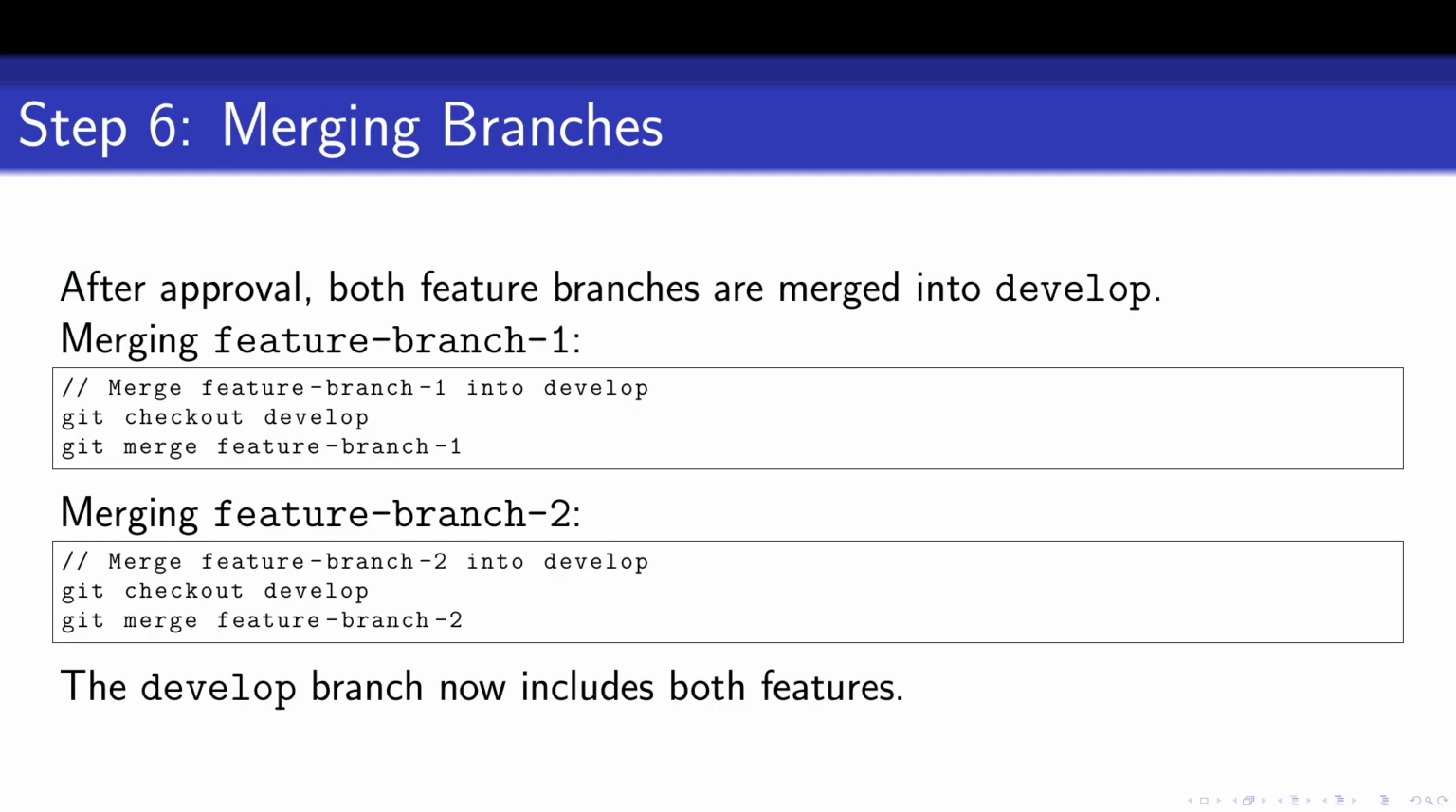Once the pull request is approved, the feature branches are merged into the develop branch. This step consolidates the changes, ensuring the project is up to date. Developer A merges feature branch 1 into develop using the git merge command. Developer B follows the same process for feature branch 2.